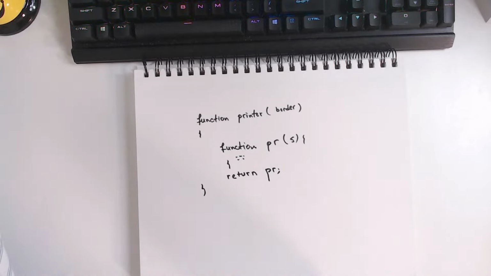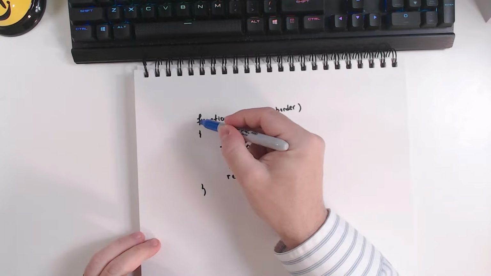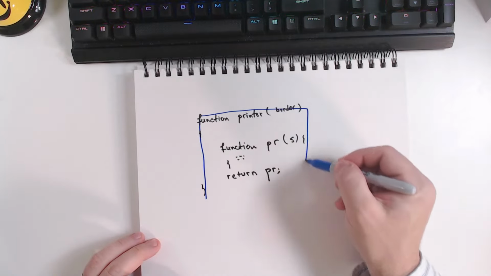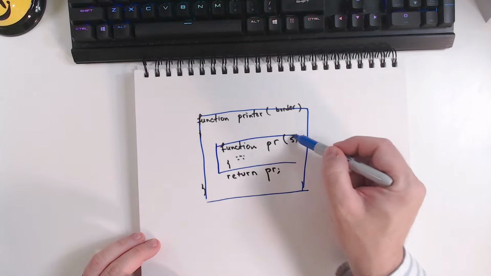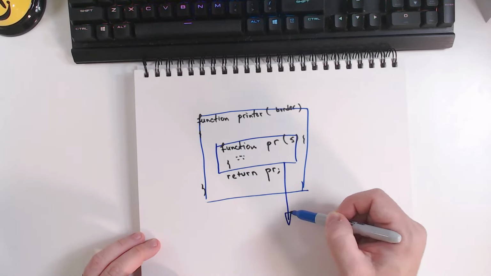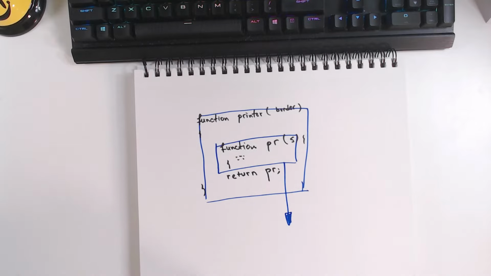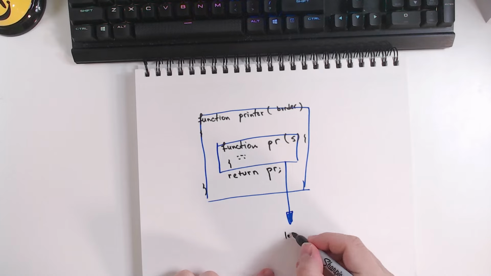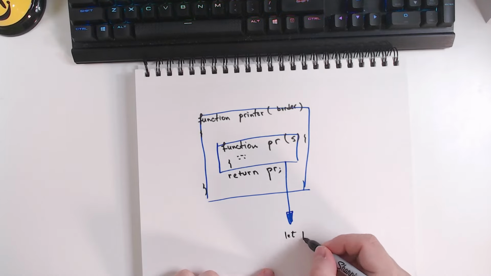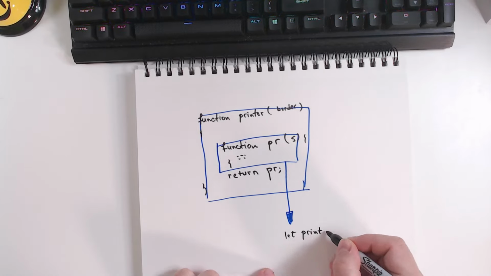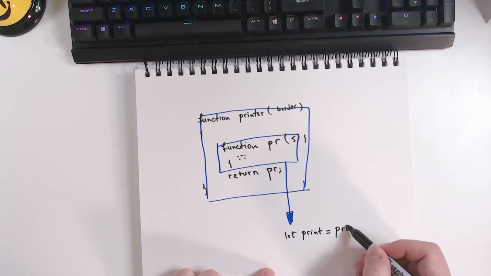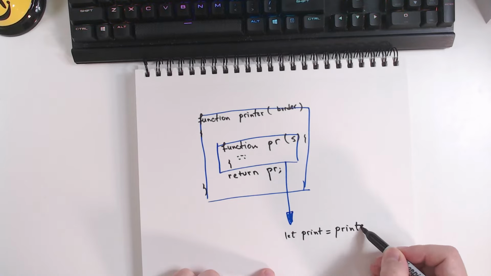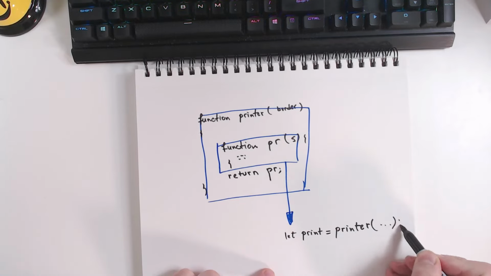So what's happening is, we have this big box here, and inside this big box there is a smaller box and we are returning it outside, right? So we are returning it outside, and outside we can take it in a variable like we did here. Let print equal, of course we call the outer function if we want to get access to the inner one, printer, and we pass whatever arguments we want.